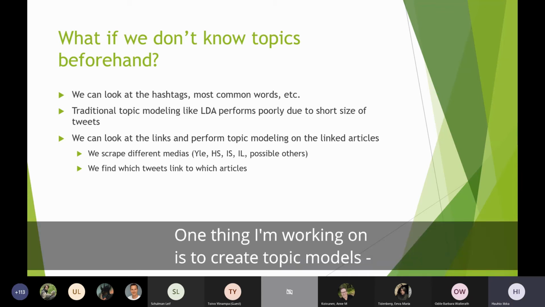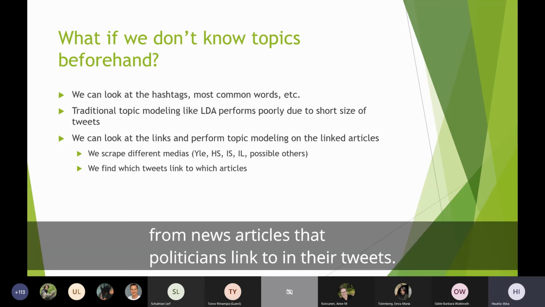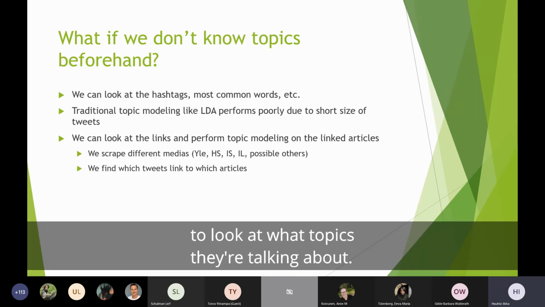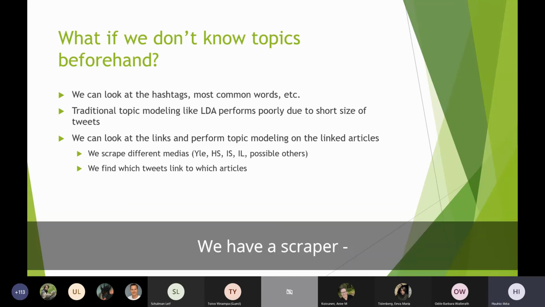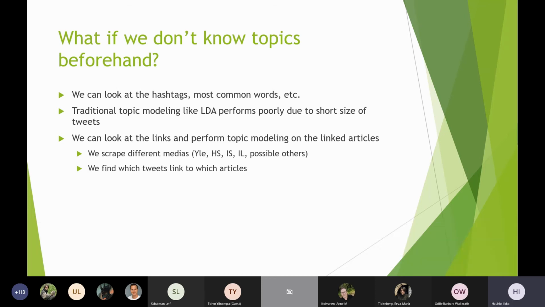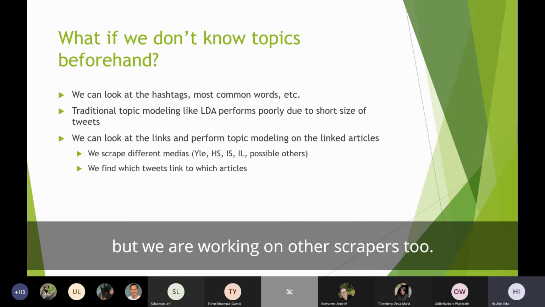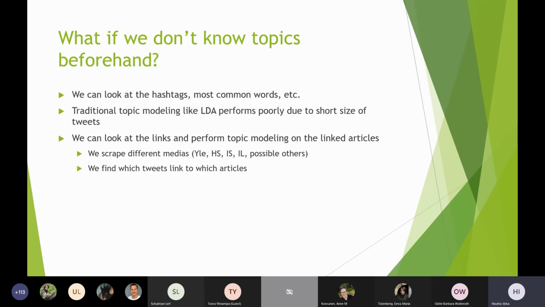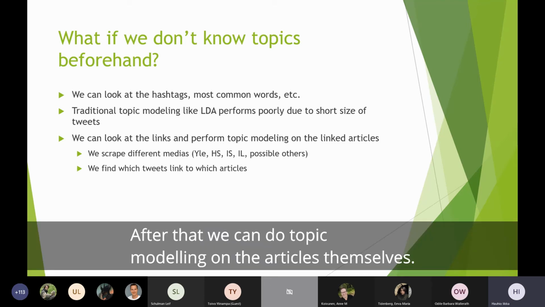So one thing I'm working on is to create topic models from news articles that the politicians link in their tweets. So that's an indirect way to look at what topics they are talking about. We have a scraper that scrapes news articles from different media, currently Yle, Helsingin Sanomat, Ilta-Sanomat, and Iltalehti, but we are working on other scrapers too. And then we find what tweets link to what articles. After that, we can do topic modeling on the articles themselves.